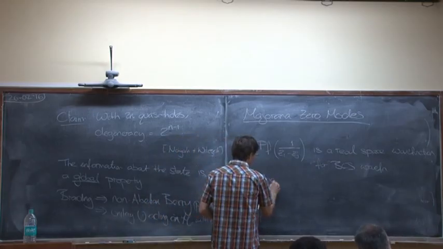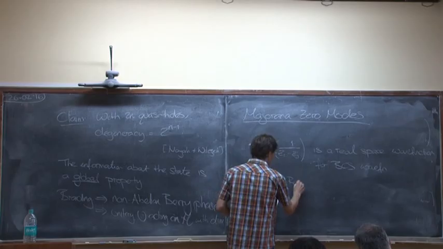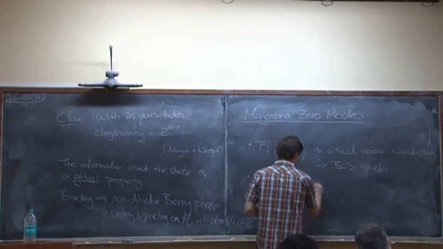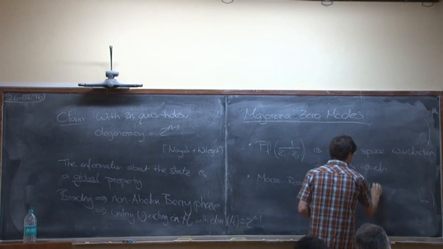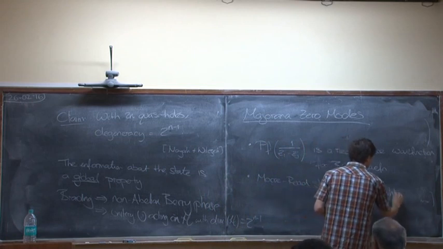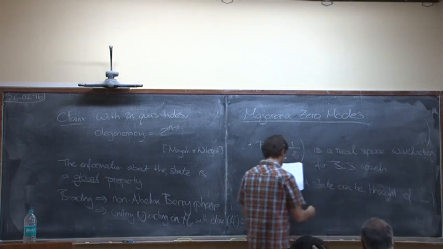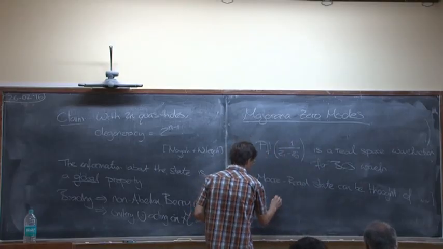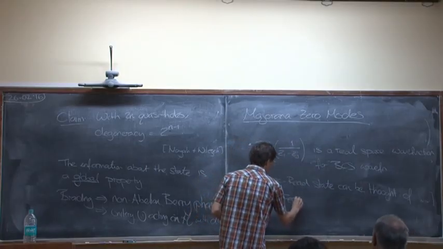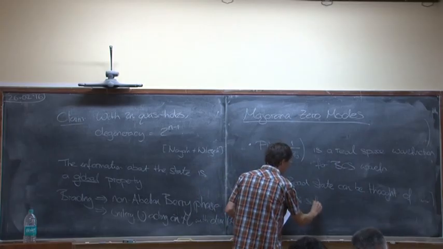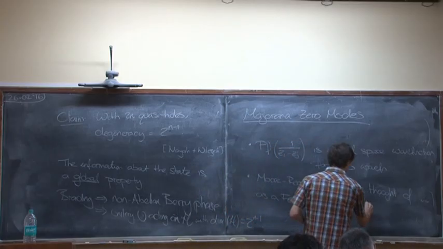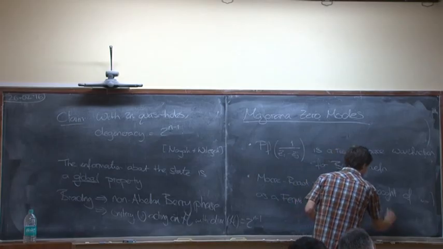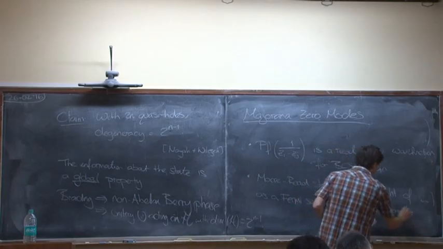So the Moore-Read state can be thought of as a Fermi surface of composite fermions with pairing to form a superconductor.